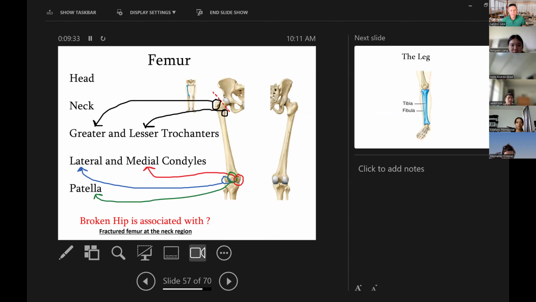And finally, we can see the patella, and the patella is a little sesamoid-shaped bone that is going to help to protect our knee joints. Okay.